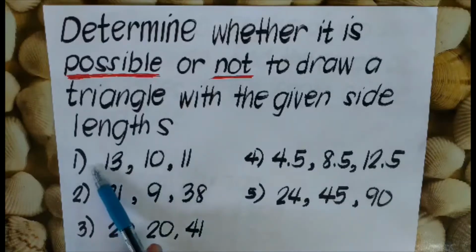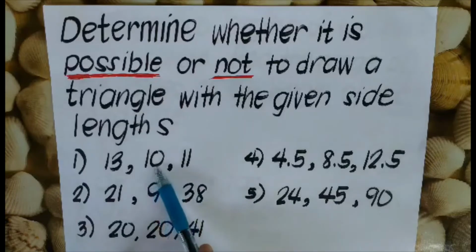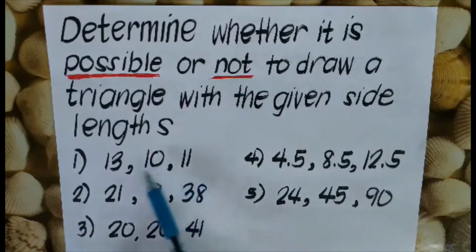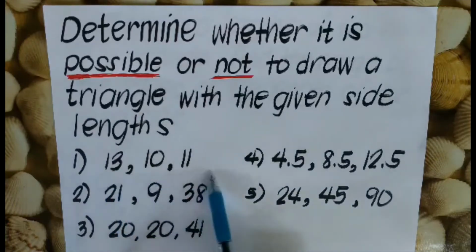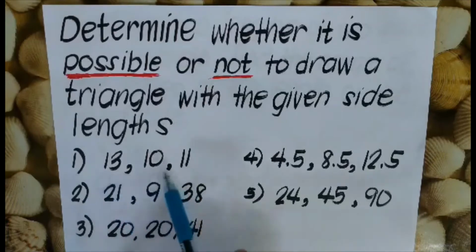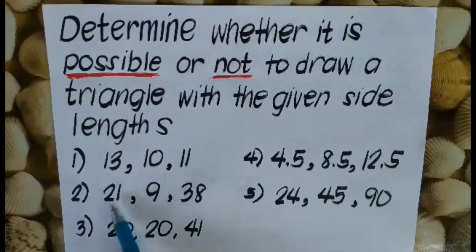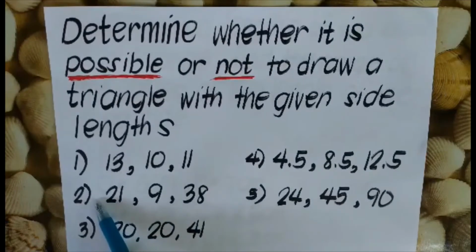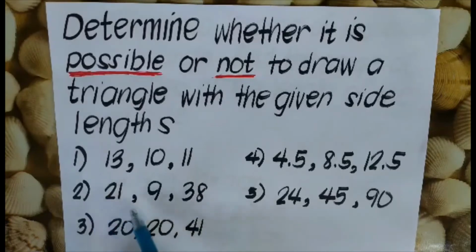But if it is less than, then it is not possible to draw a triangle given these side lengths. Let's have number 1. So we'll only add the two smaller lengths. That's 10 and 11. 10 plus 11 is 21. Is it greater than 13? Yes. So therefore, these three side lengths are possible in making a triangle. Let's have number 2. 21 plus 9, that is 30. 30 is not greater than 38. Therefore, these three side lengths are not possible to draw a triangle.